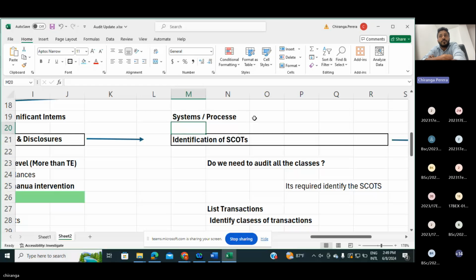So Scots, processes, systems mean the same thing, right? For each and every system, each and every process, each and every significant Scot, definitely you have to do a walkthrough test.